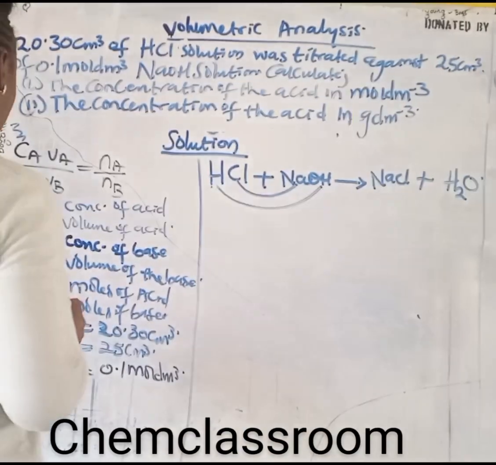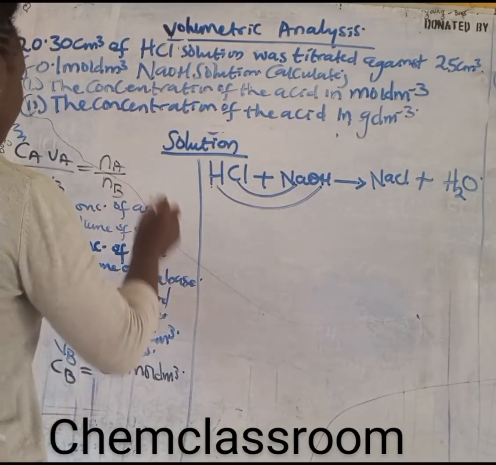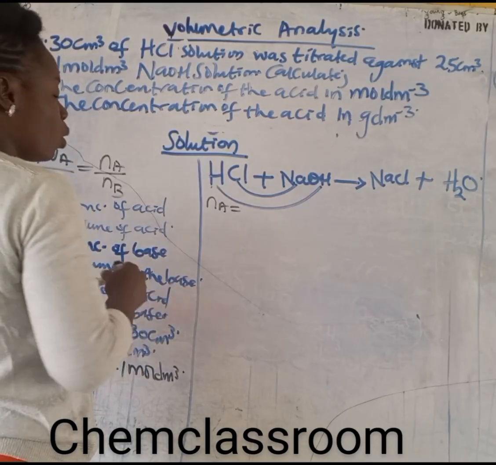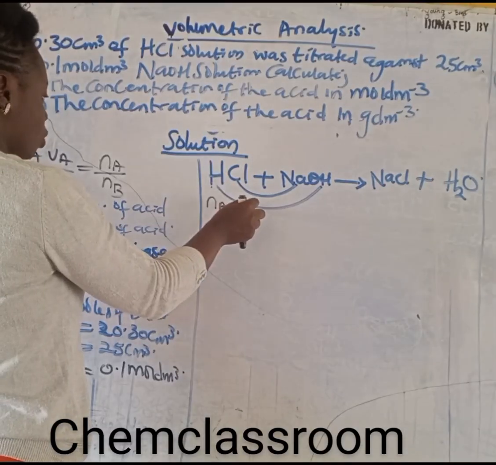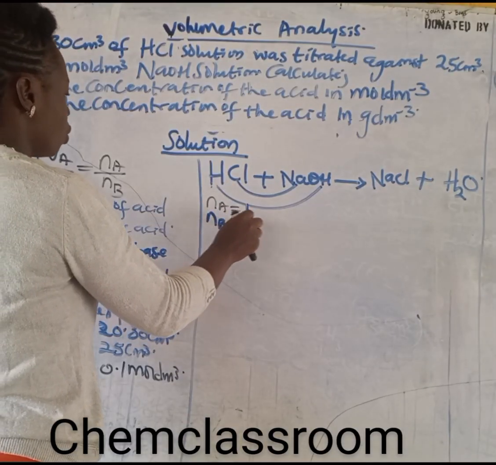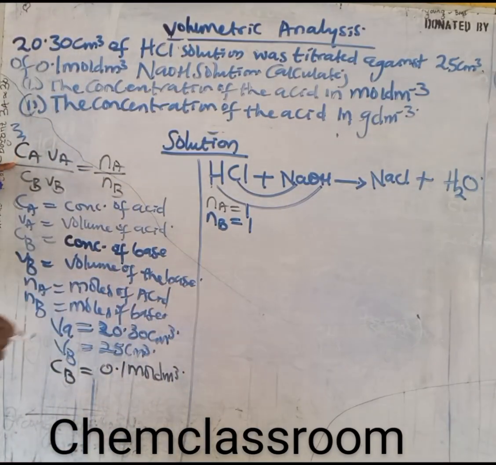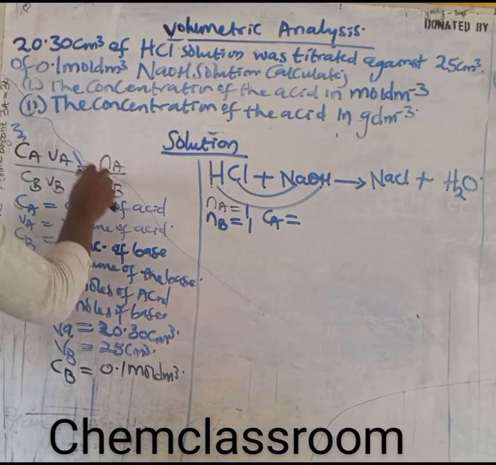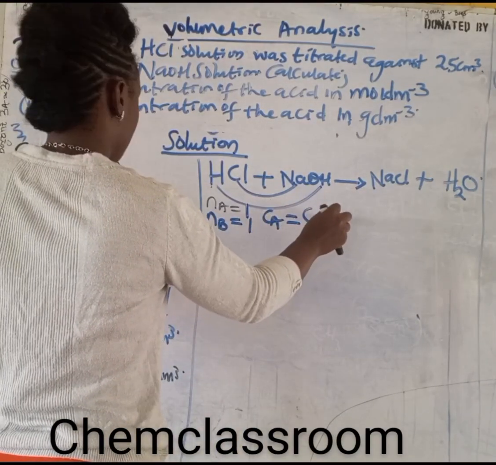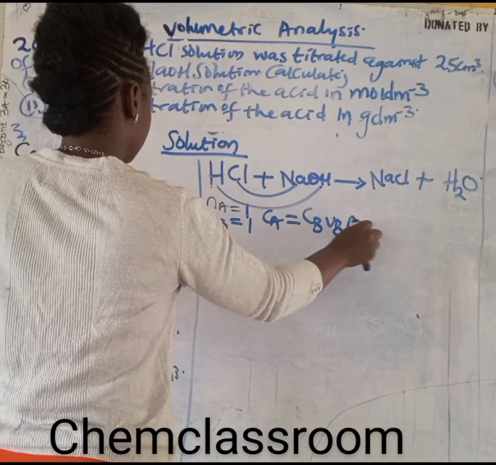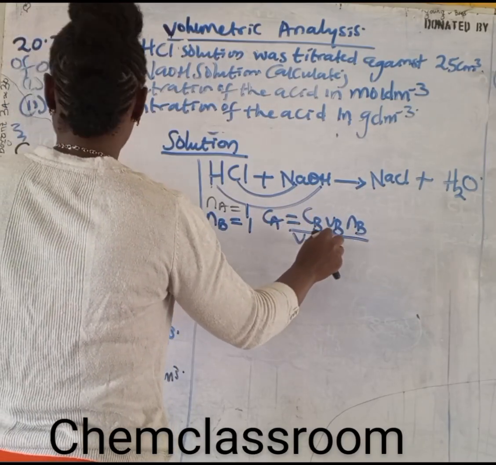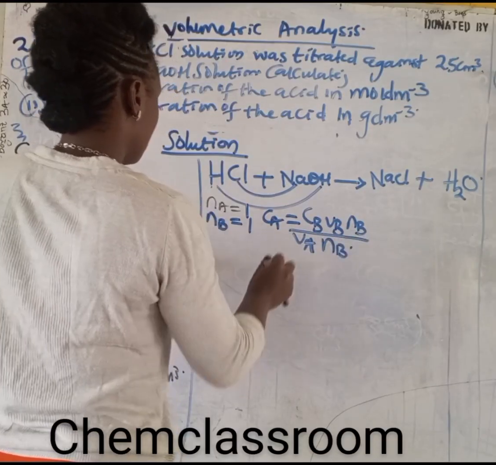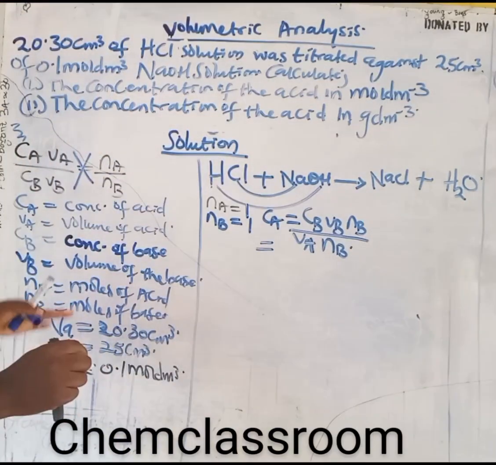Then what else do we need again? CA is what we're looking for. Then NA is 1 because there is no number attached here, so it's 1. My NB is also 1. So I'm going to make CA the subject of the formula. We cross multiply, so CA equals CB VB NA divided by VA NB. Now we can substitute the parameters.